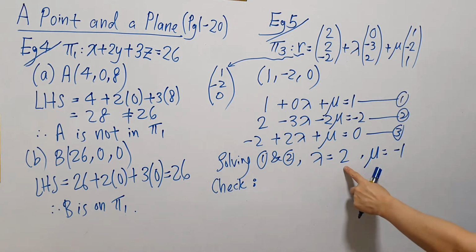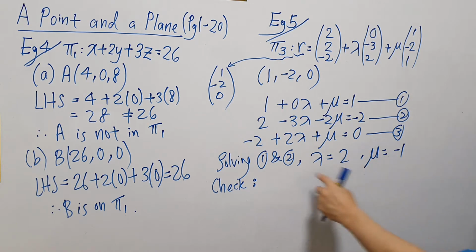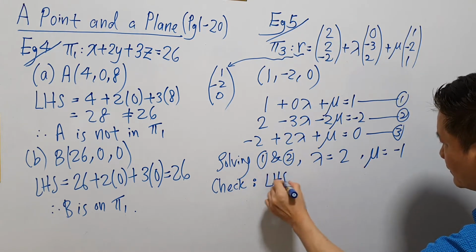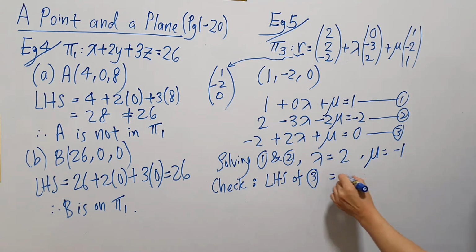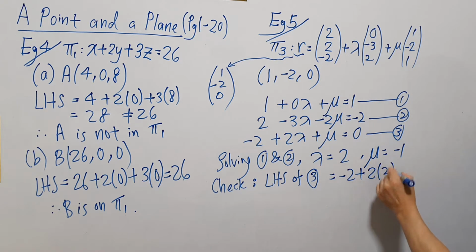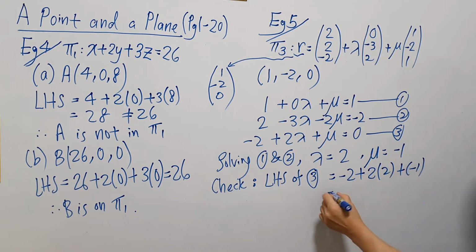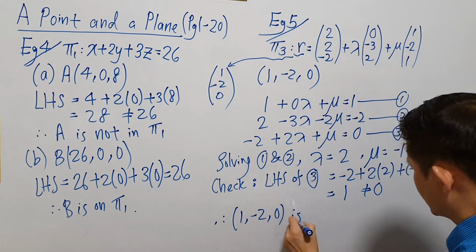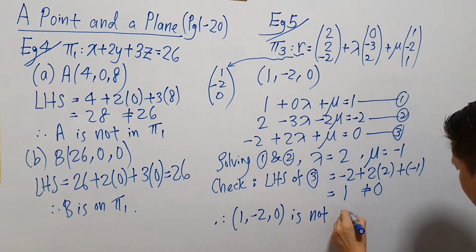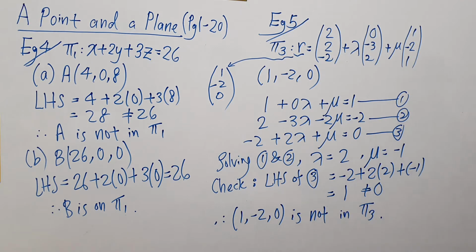You put this pair of numbers, lambda as 2 and mu as minus 1, into the left hand side of the third equation, which is minus 2 plus 2 lambda plus mu, and this gives you 1, which is not 0. So it doesn't tally with the third equation. Therefore, this point 1, minus 2, 0 is not in pi 3. And that completes our example 5.